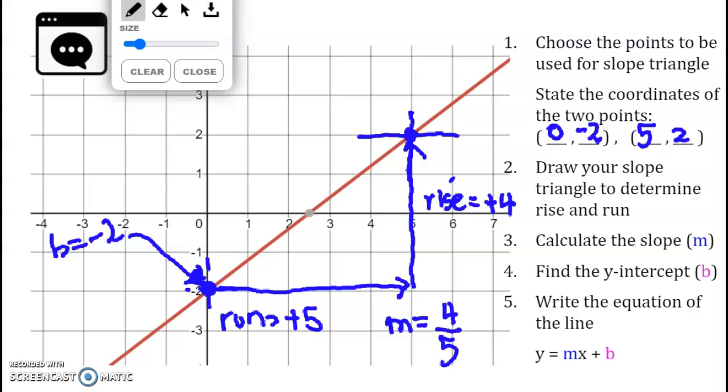So that means we figured out what m is, we figured out what b is, and put it together, and you should have y is equal to, what's m? That's 4 over 5x. Plus, not plus, but plus -2, or I can write -2 like this. So the equation is y is equal to 4 over 5x minus 2.